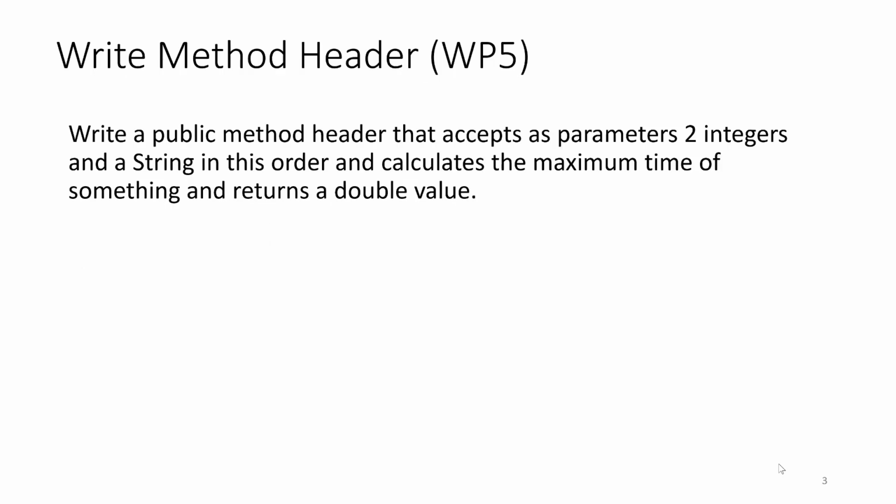Write a public method header that accepts as parameters 2 integers and a string in this order and calculates the maximum time of something and returns a double value. Let's break this down into the individual pieces.